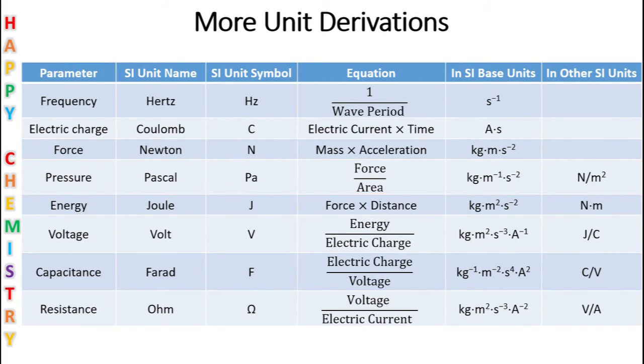All the SI units listed here, Hertz, Coulomb, Newton, Pascal, Joule, Volt, Farad and Ohms, can be expressed in terms of base SI units. Some of these can be expressed in other SI units too.